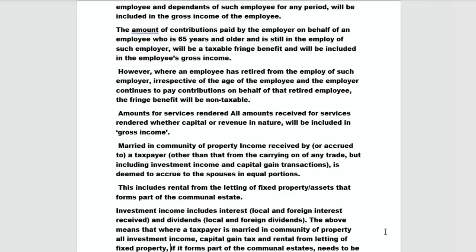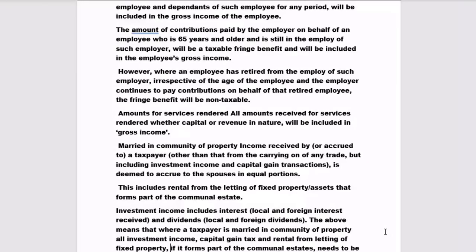Right, let's go back. So the marriage in community of property: the income received by or accrued to a taxpayer, including those carrying on any trade, but including investment income and capital gains transactions, is deemed to accrue to the spouses in equal portions. All right, the capital gains tax is an independent lending unit, I think the last one, lending unit 7, if I'm not mistaken, and we're going to deal with that one specifically.